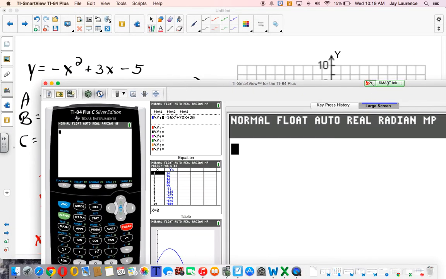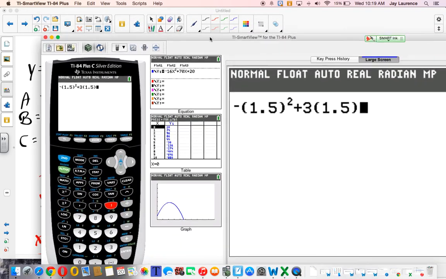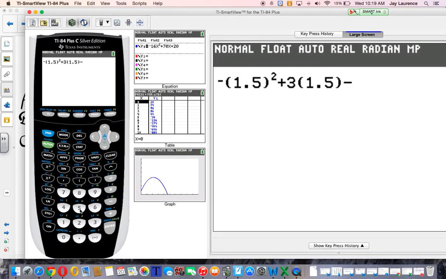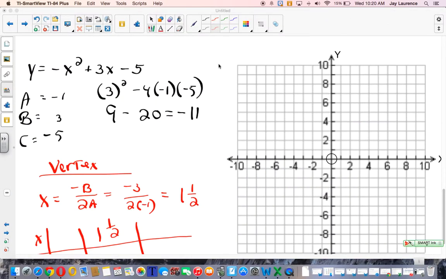So I'm going to have 1.5. Oh, I need a negative out front there, don't I? So a negative of 1.5 squared plus 3 times 1.5, what is it, -5, I think? Yeah, it is -5. And so this would be the y-coordinate of the vertex, which looks like it's about -2.75. So let me get that in the table.